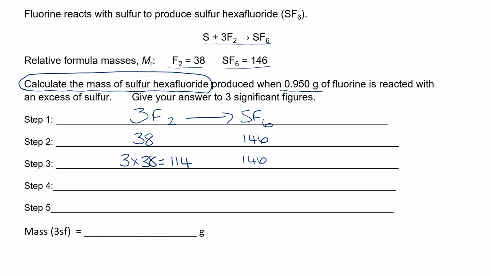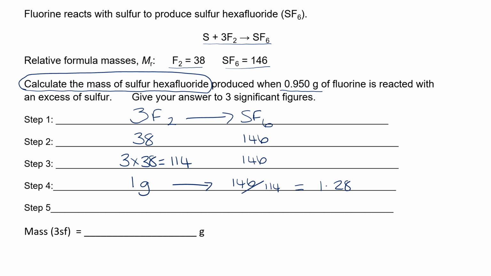Step 4 is to find the mass of the product for 1 gram. In this case, the number of molecules in 1 gram is 146 divided by 114, and if we go ahead and work that out, it is 1.28.